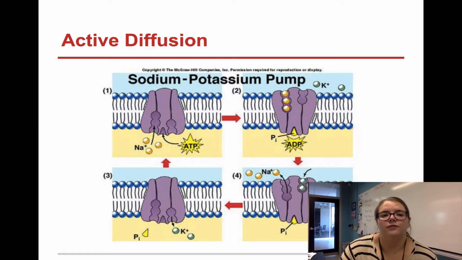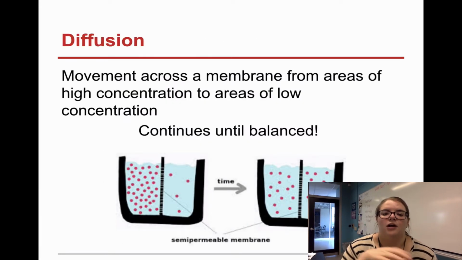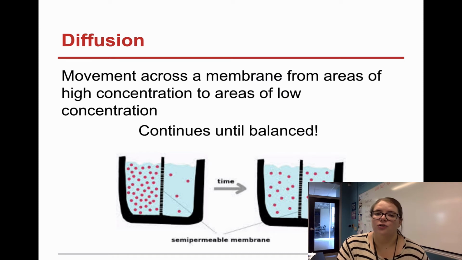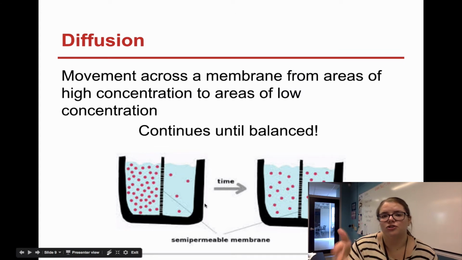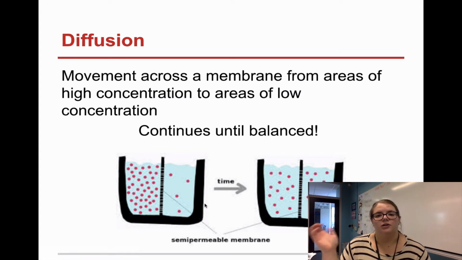So when we talk about diffusion, I'm going to go back a few slides here. Some words you need to know are solute and solvent. The solute is what gets dissolved in whatever you're looking at. So in this picture, the solute are these red spots, right? It's whatever's dissolved in. It could be salt or sugar or proteins, whatever it is that's dissolved in.